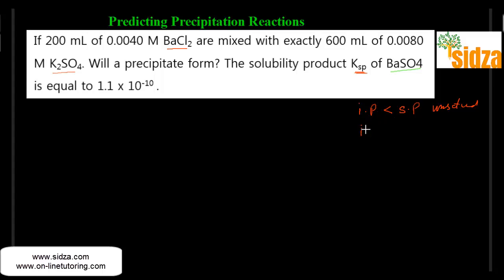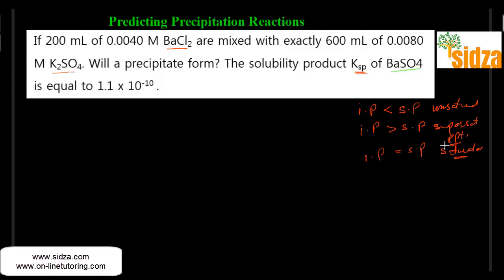Now if the ionic product, the concentration of the barium and the sulfate, is more than the solubility product, that means the solution is supersaturated, right? It is now supersaturated and precipitation will take place. So precipitation only takes place when the ionic product is more than the solubility product. And if the ionic product is equal to the solubility product, the solution is saturated, so again no precipitation takes place. Precipitation only takes place when the ionic product is more than the solubility product.